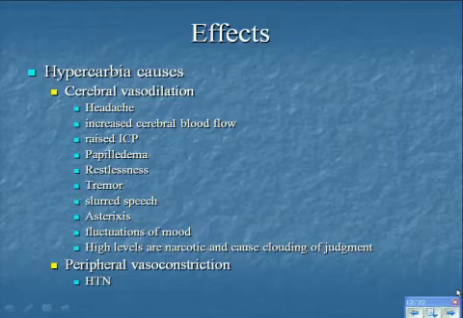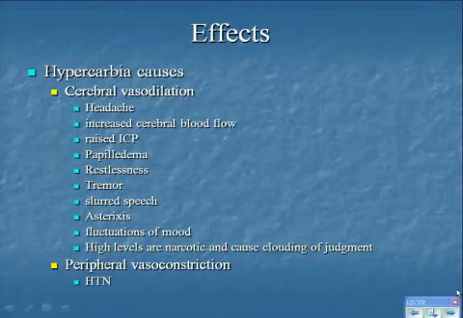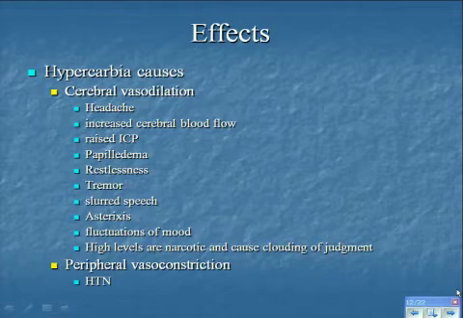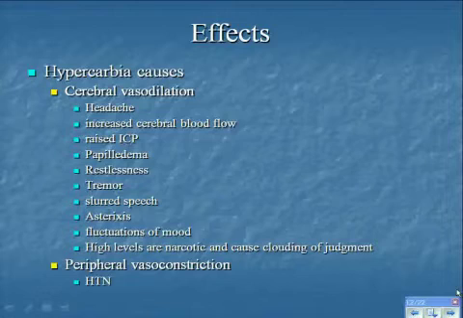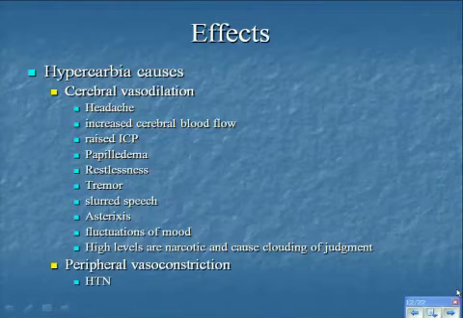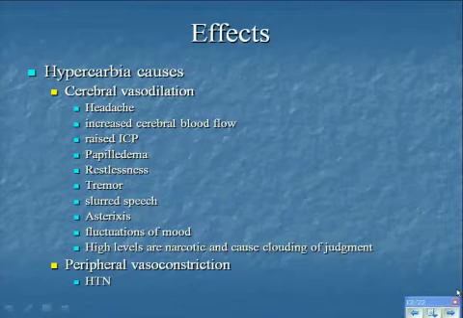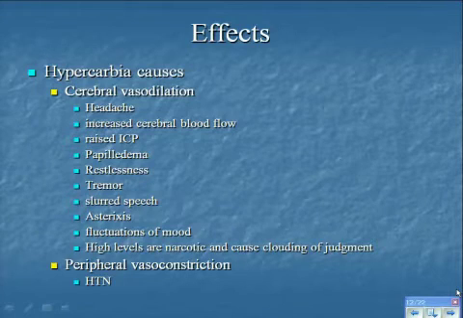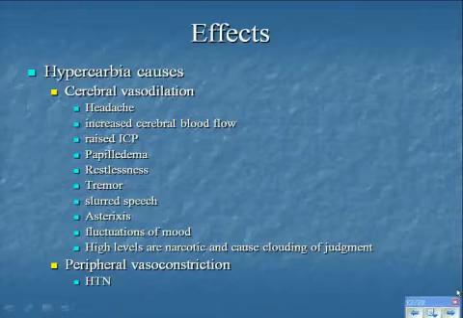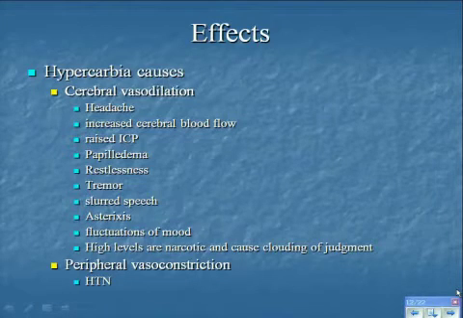Okay? Now, one of the things that you will get from cerebral vasodilation is that the person has an increased risk of headaches. It does increase cerebral blood flow, which is bad. If you have any kind of intracranial mass, you can actually herniate the individual because you're increasing the ICP in that situation. You will get papilledema, and you'll get restlessness, tremor, slurred speech, asterixis, which means that you put your hands out and the person's vibrating. They get fluctuations in mood. And at very high levels, they basically just fall asleep. Usually the level is 80.